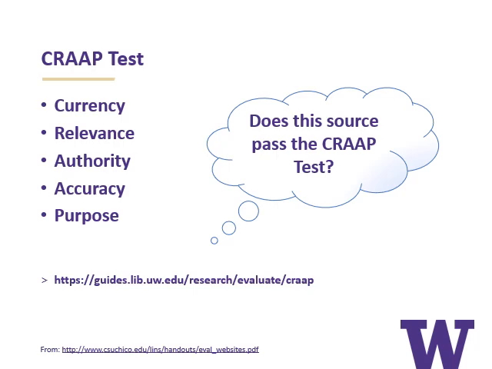One popular evaluation tool is called the CRAP test. It was developed by librarians at California State University, Chico. It's meant to provide guidelines for critically evaluating health information online. We're going to go into greater detail with each of the elements listed here: currency, relevance, authority, accuracy, and purpose. An important question to ask yourself when evaluating a health information website is, does this source pass the CRAP test?